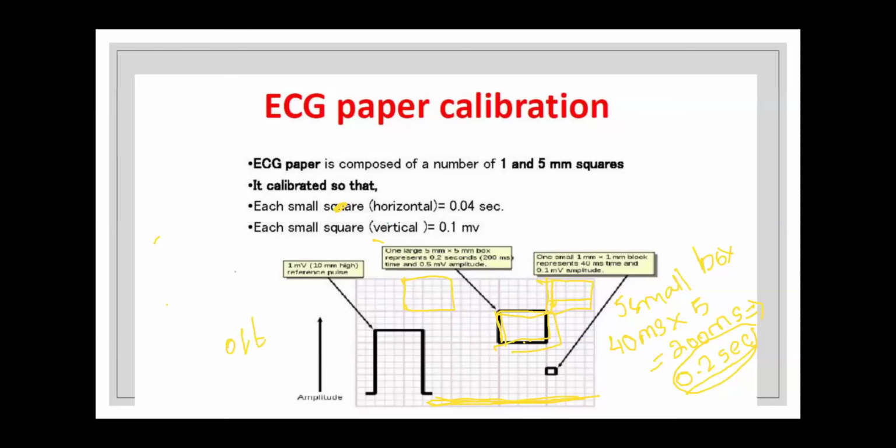Okay, and if we take it vertically, in the vertical direction it again has 5 boxes. We already discussed that one small box is equal to 0.1 millivolt. So 5 boxes will be equal to 0.1 multiplied by 5, which is 0.5 millivolts. So one large box is equal to 0.5 millivolts. Okay.